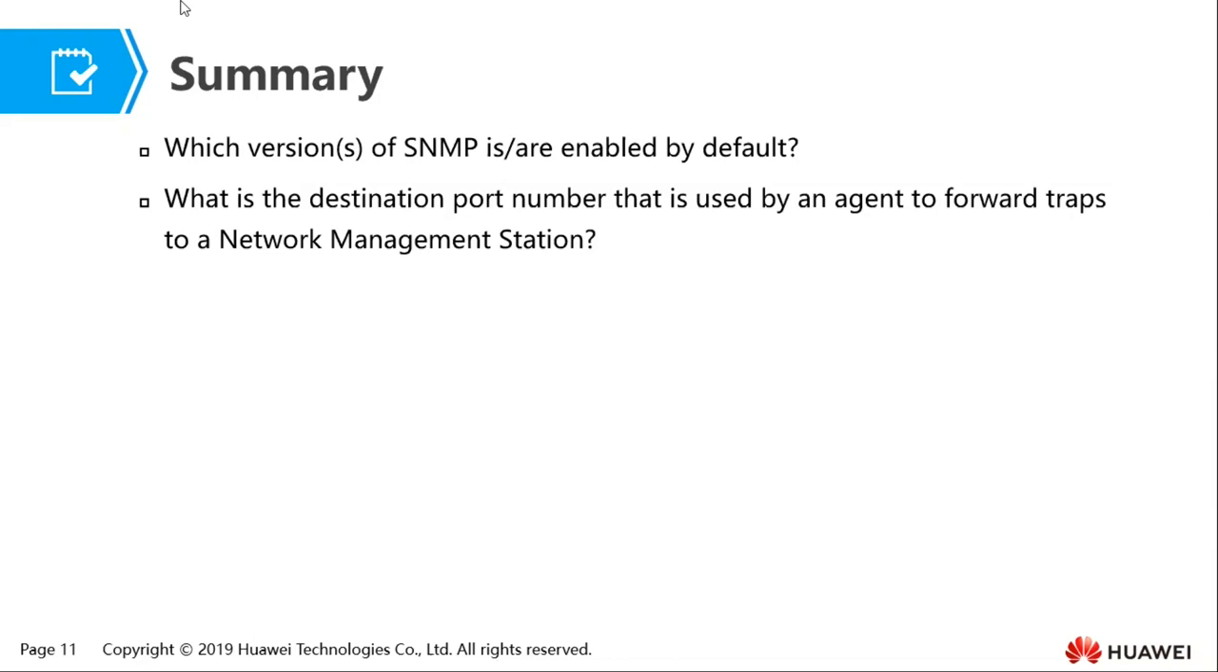What is the destination port number that is used by an agent for traps to a network management station? This should be UDP port 162. Yes, exactly. So UDP port 162 is the one that is used to listen for SNMP trap messages. Thank you very much, Wes.